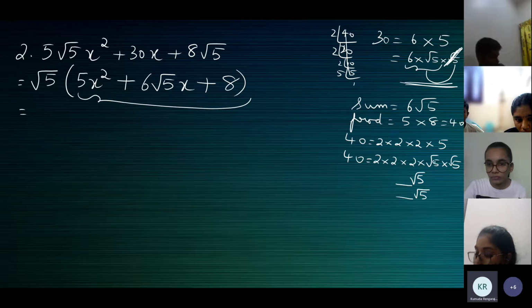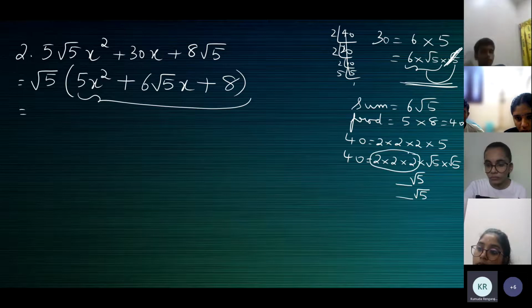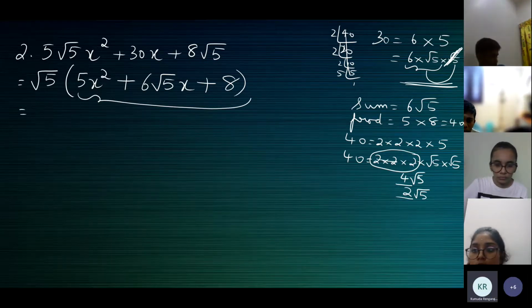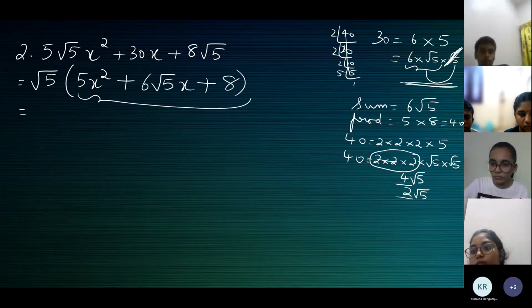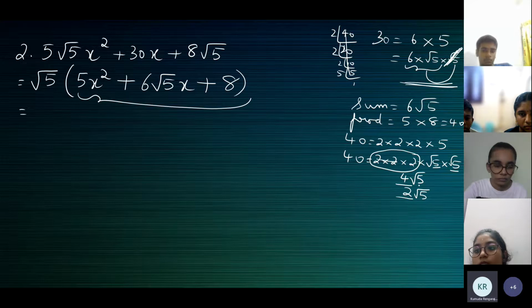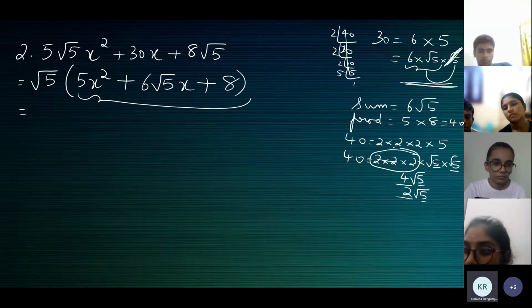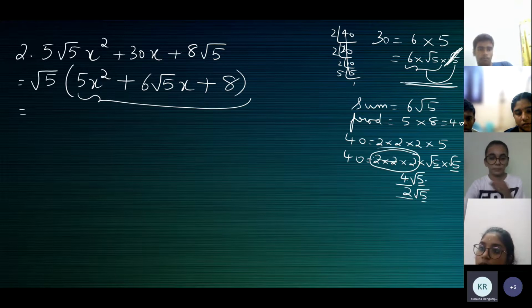Now you must use all these numbers. This root 5 and root 5 we've already used. Now you need to use these 3 2's. Ma'am, 4 root 5 plus 2 root 5. Yeah, so use 2 to the 4 here and this 2 here. You must use all the factors. 4 root 5 and 2 root 5 are the two numbers. We are left with 3 2's. 2 2's are 4, 4 root 5, and the remaining 2, 2 root 5.